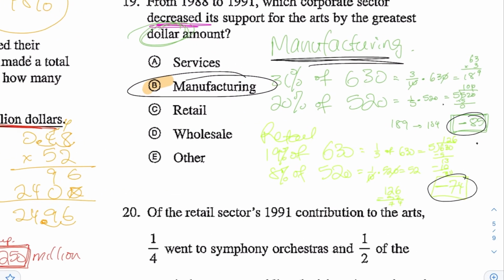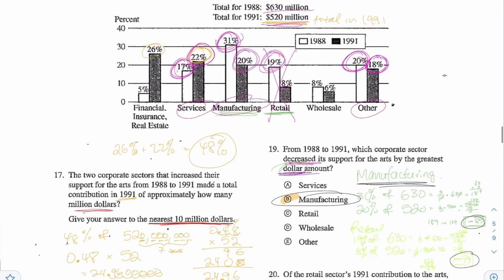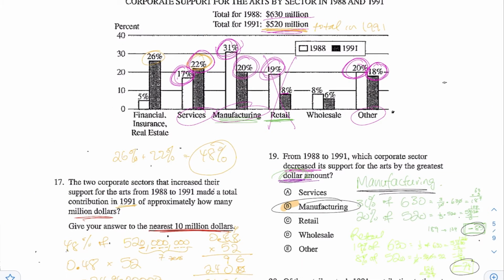So for this question, you have to be careful because you want the dollar amount, not the percentage amount. So you have to take each of these percentages and take it with respect to the actual numbers, the total.